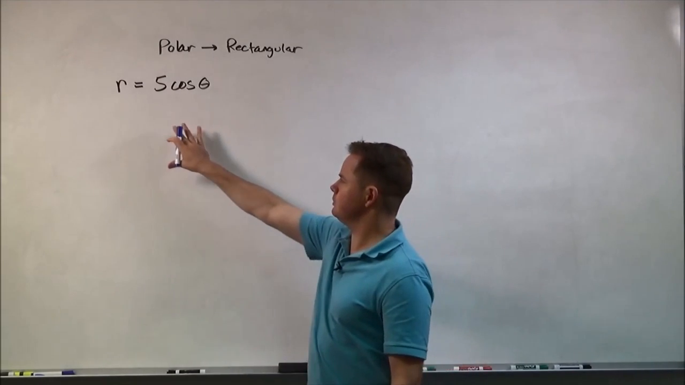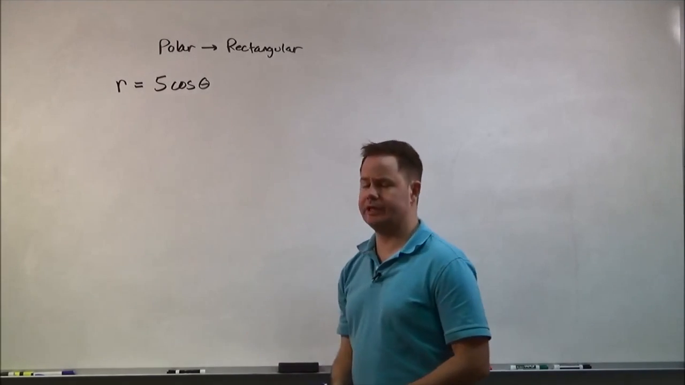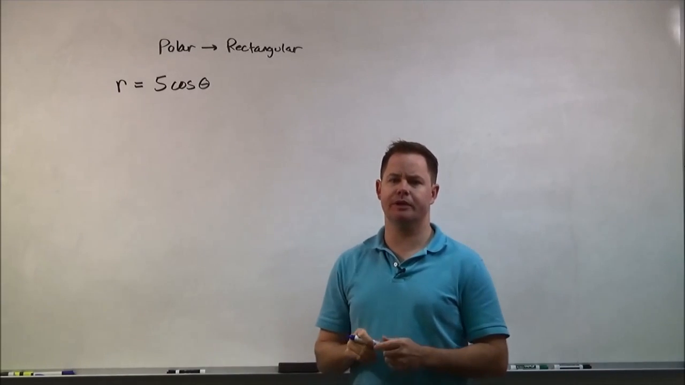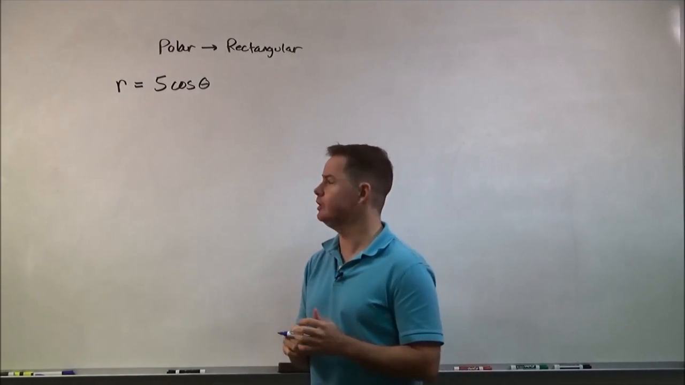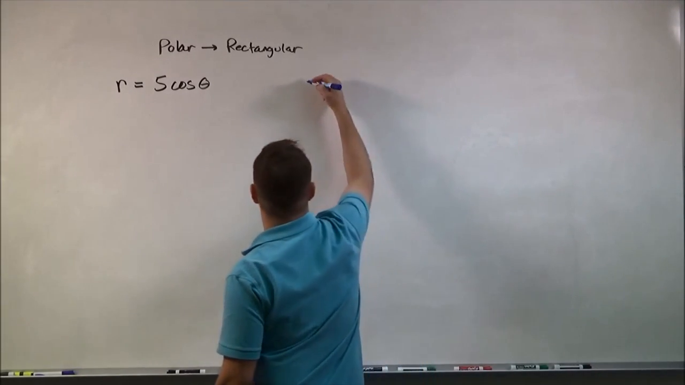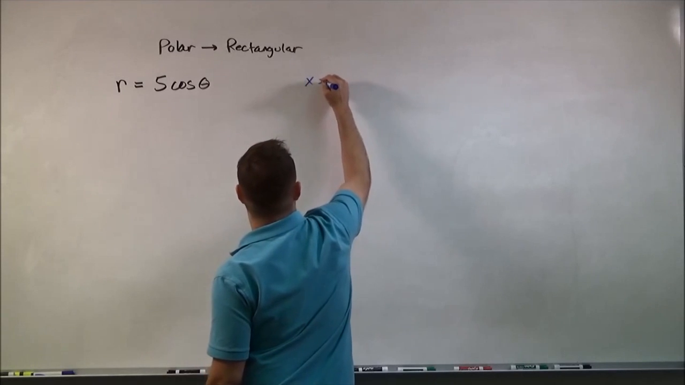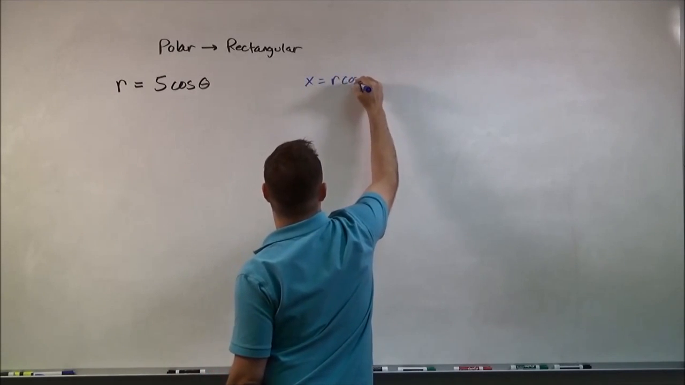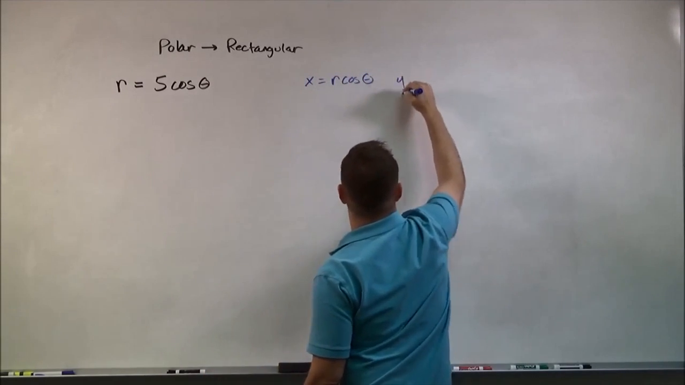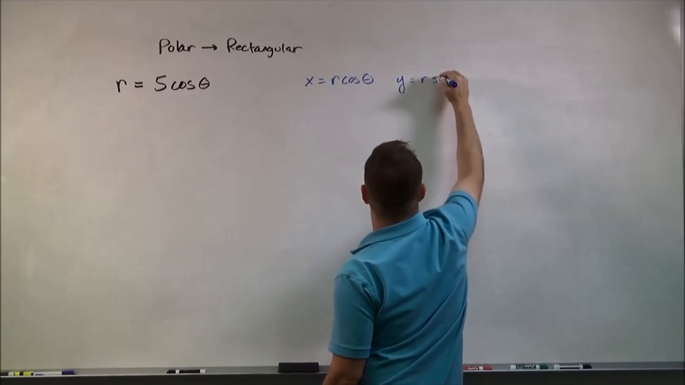So in this case, we're given r equals 5 cosine theta, and what's important to know whenever you're dealing with polar and rectangular equations is that we have to know just a couple of expressions. x equals r cosine theta, and y equals r sine theta.